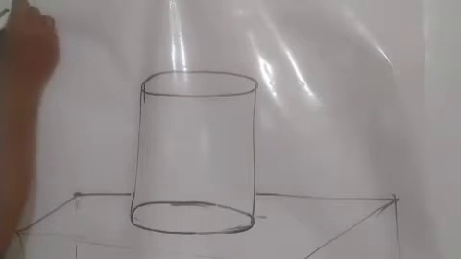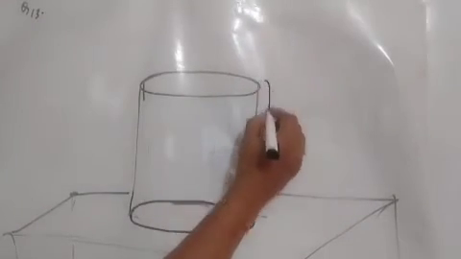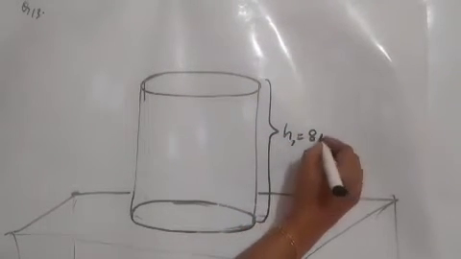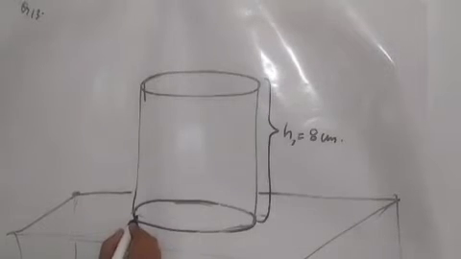Now question 13. An open cylindrical vessel of internal diameter 7 centimeter and height 8 centimeter stands on a horizontal table. Its height is 8 centimeter. So we can see this is an open cylinder of height h1, we can mark 8 centimeter. It's placed on a horizontal table, and the internal diameter is 7 centimeter. This total is 7.